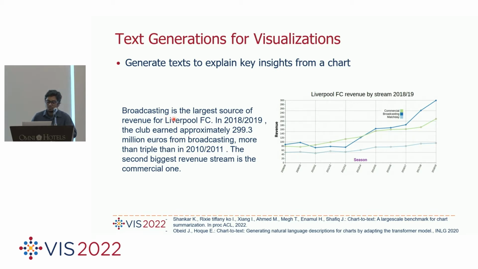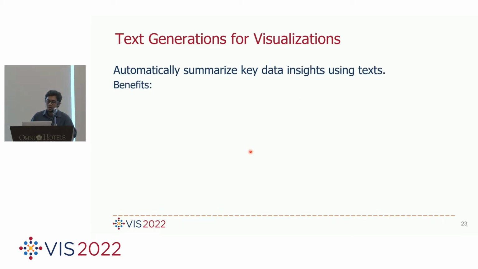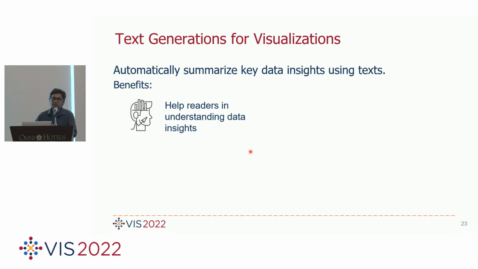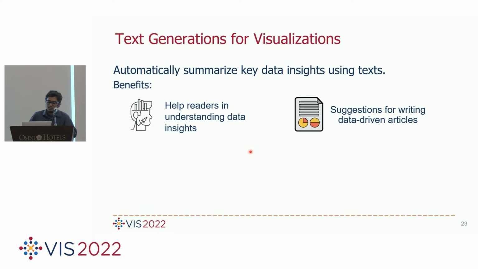For example, it's saying the broadcasting is the largest source of revenue for Liverpool and so on. So this kind of textual explanation can be very helpful. For example, it can help readers in understanding certain data insights that otherwise they would have missed. It could also be helpful in suggesting various insights to the author who may be writing data-driven articles. So it could also help them in writing those articles by suggesting pieces of text.